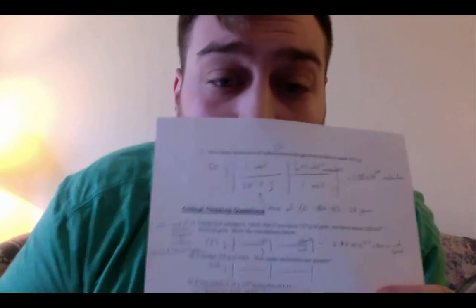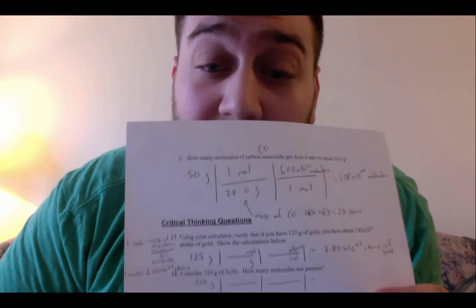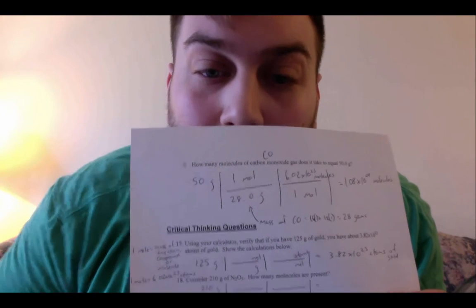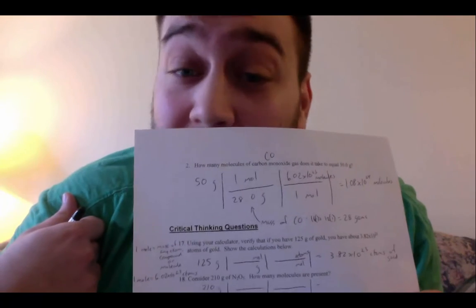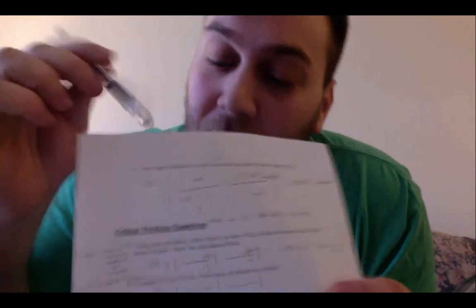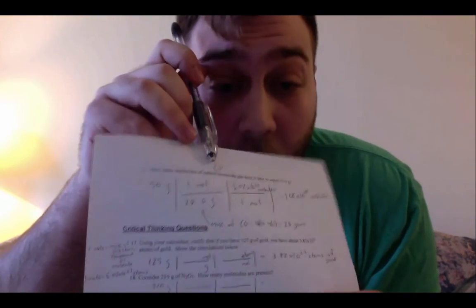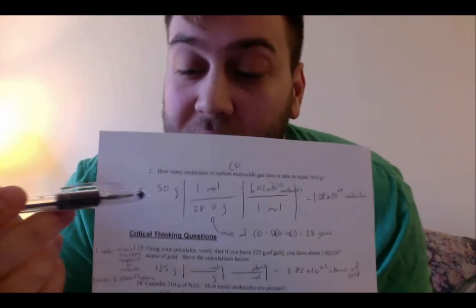The next example, question 5. In the next example, question 5, we are figuring out molecules of carbon monoxide. So in this case, instead of having an atom, we have a molecule. Remember, carbon monoxide is CO, right up here. So we start off the same way.